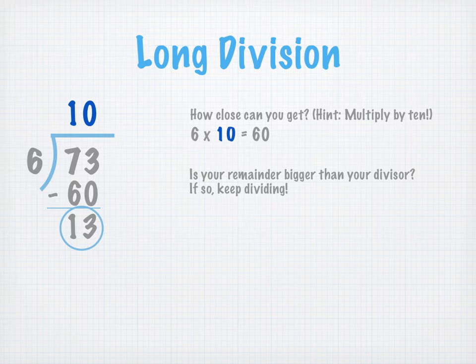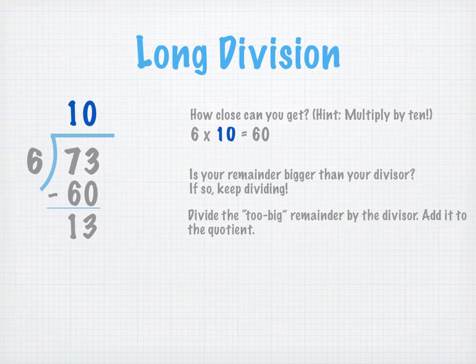Is our remainder bigger than our divisor? It sure is. Our divisor is only 6. Well, since I have a bigger remainder than my divisor, basically I have enough left over to make at least 1, 2, 3, who knows how many more groups of 6, how many groups of 6 I can make. So I'll keep dividing here.